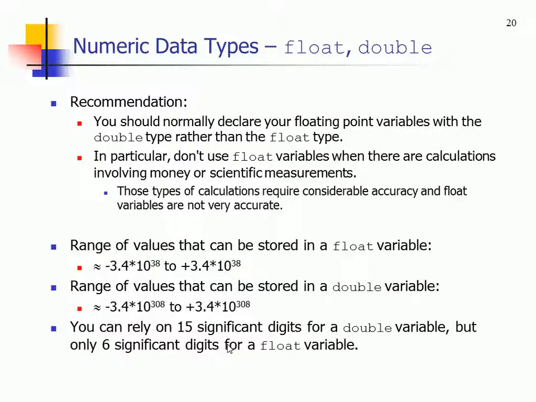Okay, so floats can hold basically 3.4 times 10 to the 38, negative and then positive. So take 3.4, add 38 zeros, and that's how many digits it can hold. Double, on the other hand, can be 3.4 times 10 to the 308. So you agree the double's a little bigger? Okay, it says with doubles you can rely on 15 digits. On float you can only rely on 6. So use double. If you always use double, you'll be fine.